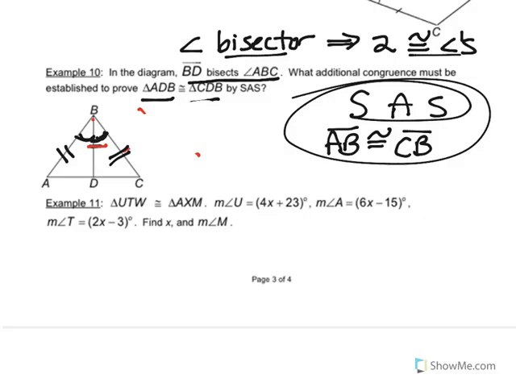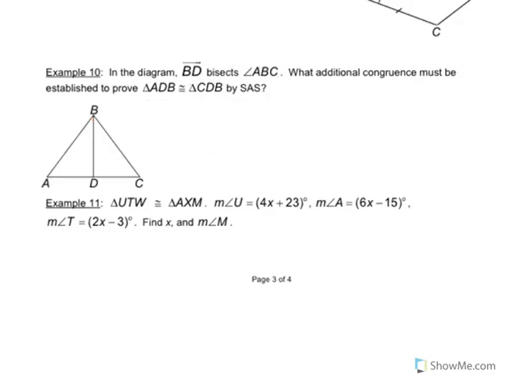Okay, now let's finally do example 11. Now pay attention to example 11. I know in this video we're at 30 minutes now, but these are the kind of questions that come up on quizzes and tests. You have two triangles, UTW and AXM. And it says that angle U is this and angle A is this.